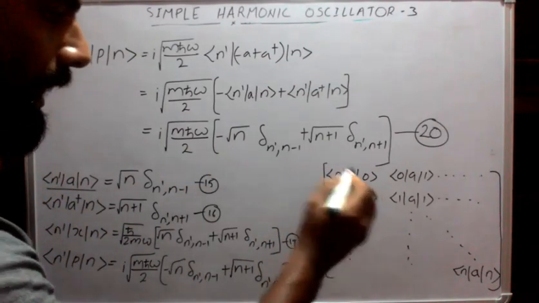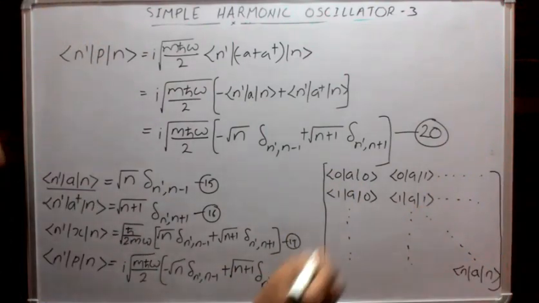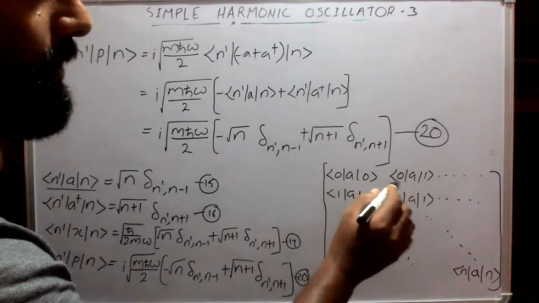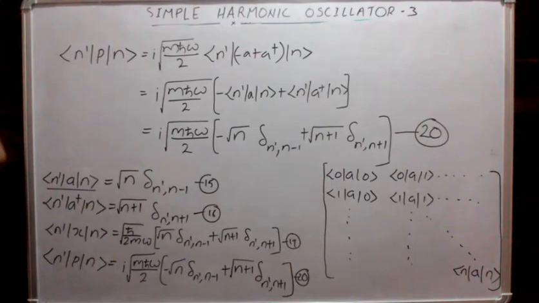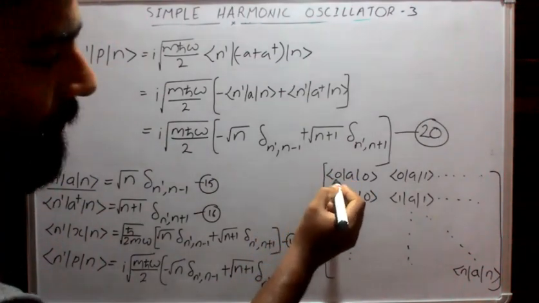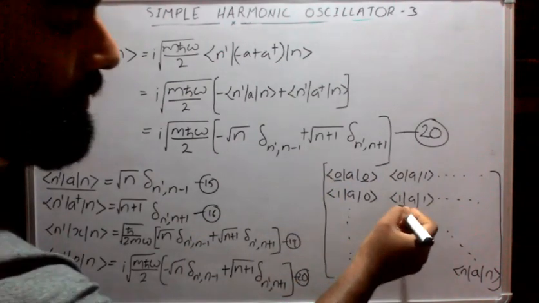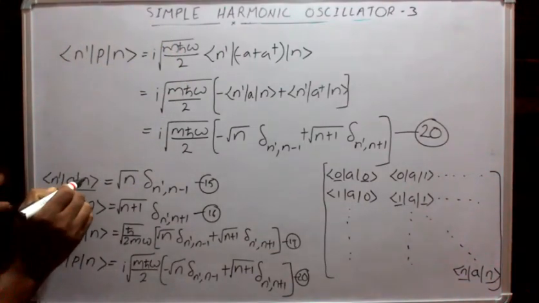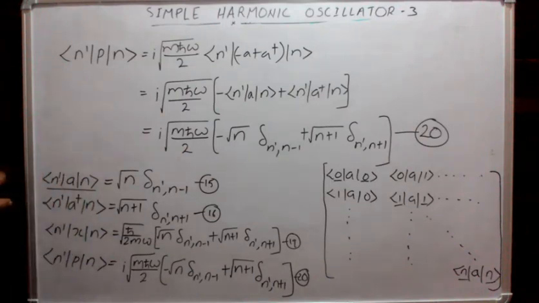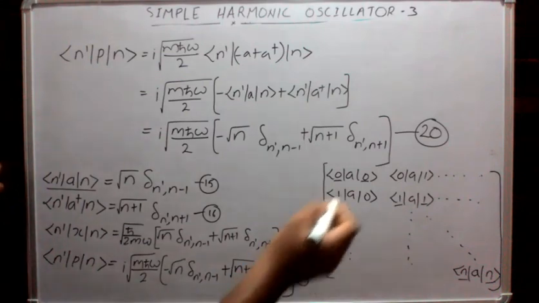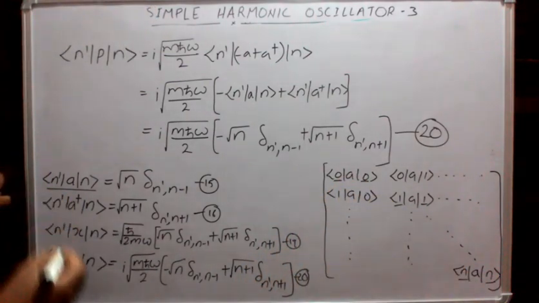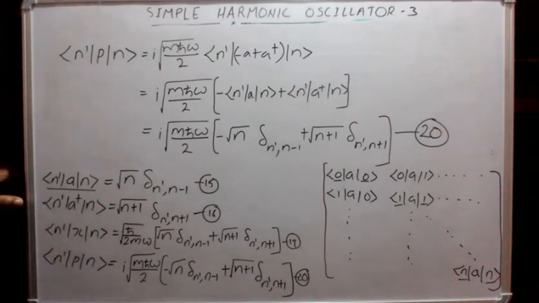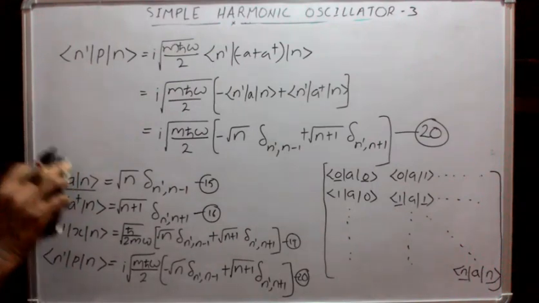If I write operator a in the form of a matrix, I'm writing like this: 0 a 0, 0 a 1, etc. And look at this term, this is 0 and this is also 0, this is 1, this is 1, this is n, this is n. That means when n dash and n are equal, we will get the diagonal elements. For all operators, if n dash and n are equal, those elements are diagonal elements. Then we will check what will happen if n dash is not equal to n.